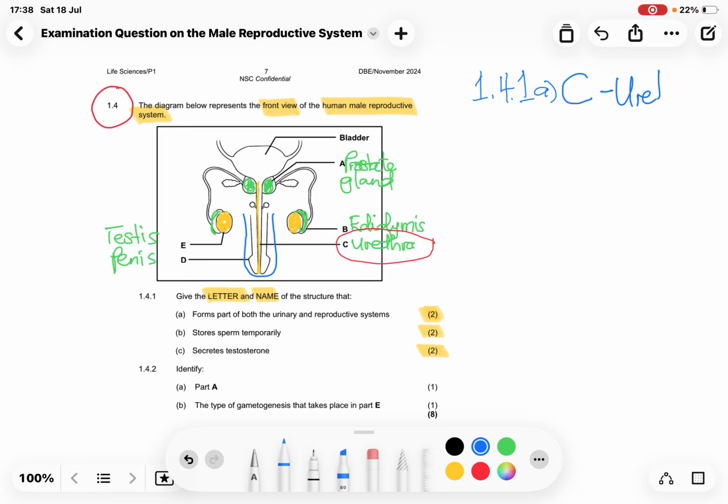Then we say urethra. As simple as that. Right? Then we also look at the diagram. There's also another part that forms part of the two systems, and this part is this one, D, which is our penis. So we're gonna say C or D.